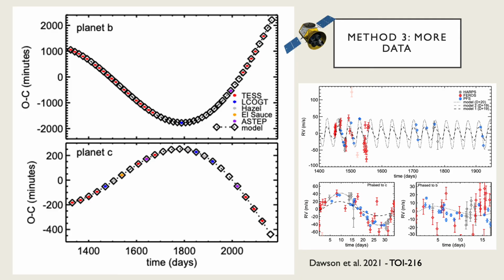Here's a great example of the power of combining TESS photometry with additional observations with other methods. So this is the TOI-216 system published by Becky Dawson this year. And you see on the left is all the transits that were observed with various instruments. So TESS are the red points. There's the most of those, especially for planet B.